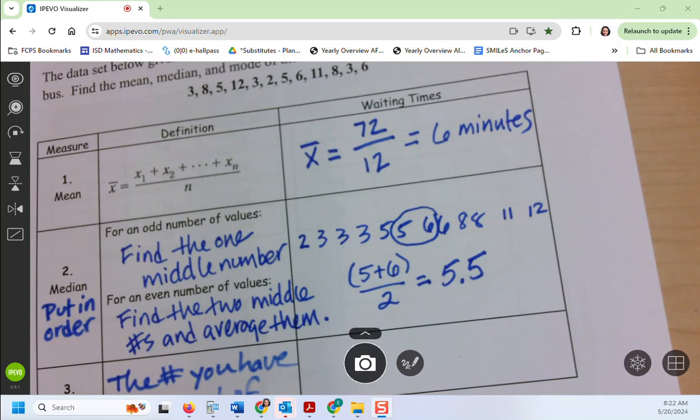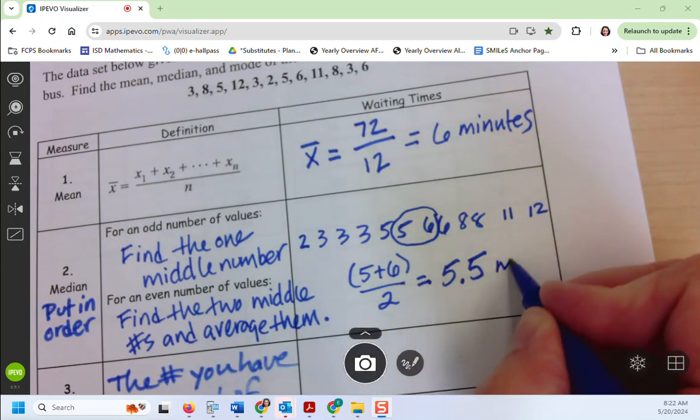All right, and then mode is the number that you have the most of, and we have the most of what number? 3, good. So 3 minutes is our mode.